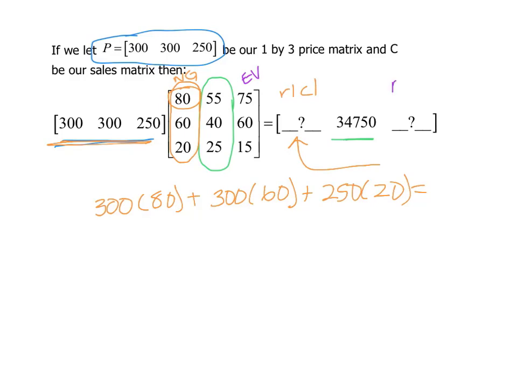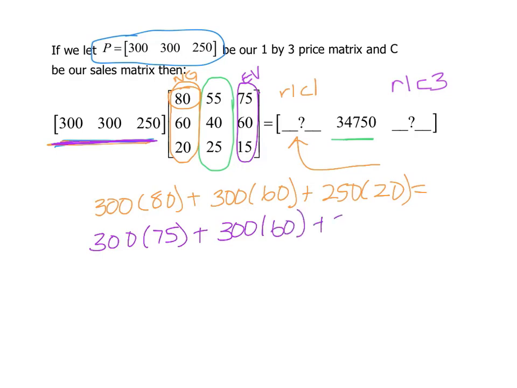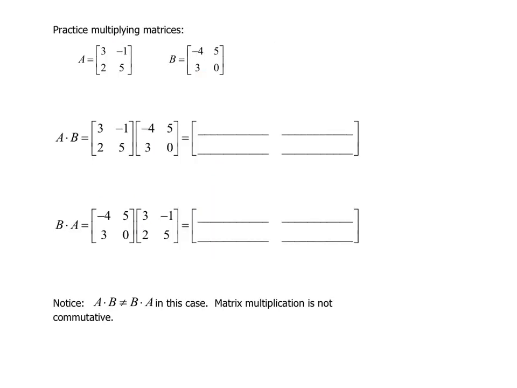This element here, this is in row 1, column 3, and so to compute that element, what I would do is I would take this row 1 of this first matrix times column 3 of the second matrix. I would have 300 times 75 plus 300 times 60 plus 250 times 15, and this would be the revenue for the Everett store. Let's look at a slightly more complicated one.